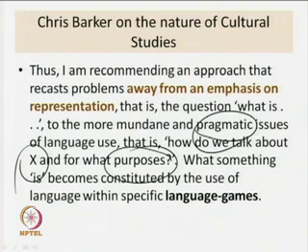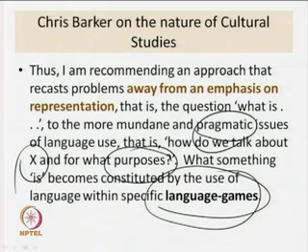That is one way of avoiding the pitfalls of talking continuously about the deferral of meaning. Therefore, something becomes constituted by the use of language within specific language games. Language games is what we had discussed.